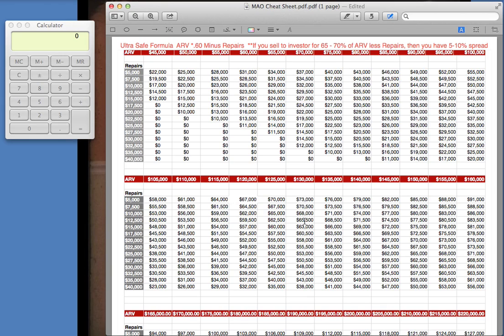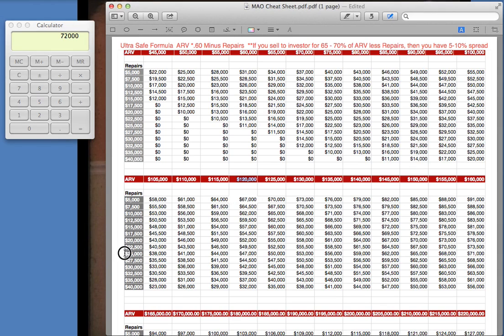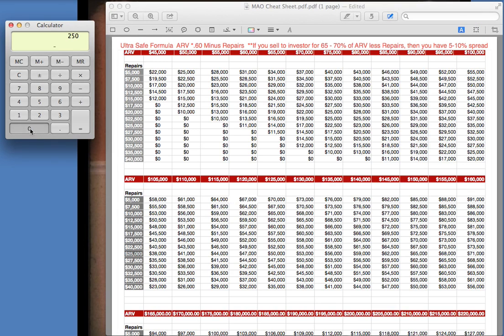So let's take an example. Let's say you're working with a seller and the ARV on the property is $120,000, which you see right here. Whoops, $120,000. Let's plug $120,000 in here, times 60%, okay, gives us $72,000. And let's say the property needs $25,000 in rehab. So we're going to deduct $25,000. Our maximum offer is $47,000.